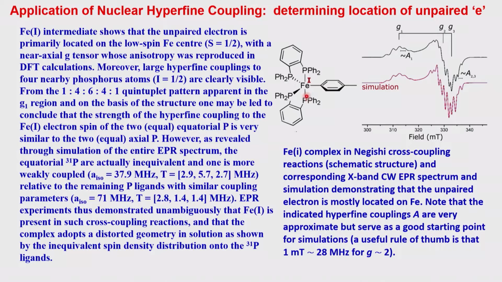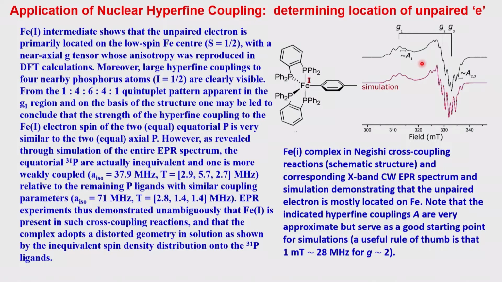Again, here we have a complex. Please have a look at this. You have a diphosphine complex, with 1,2 and one benzene attached directly to the Fe carbon. The iron(I) system here, you have anisotropy, and you can see the intensity is in a 2:1 ratio.